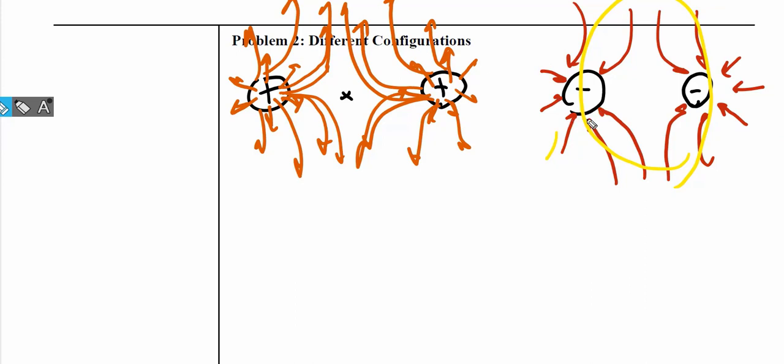All right, these are not electric dipoles. All right? A dipole is a configuration where you have one positive and one negative. Okay, and that's it. Let's consider another case.